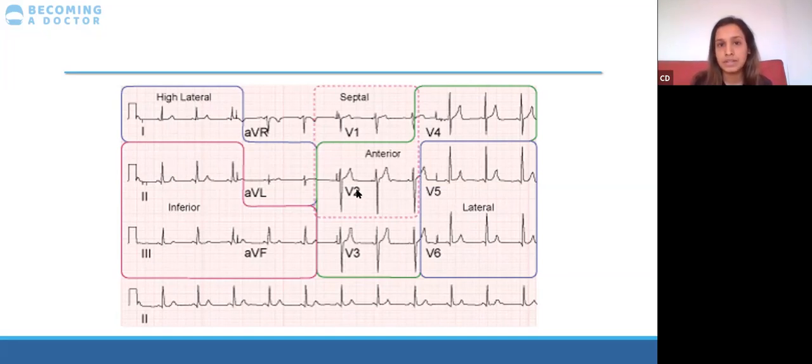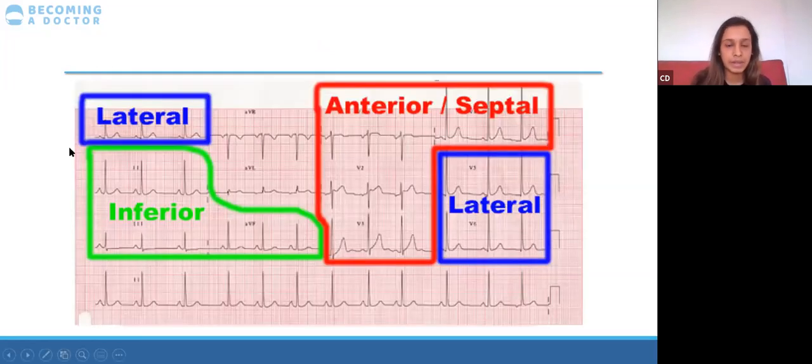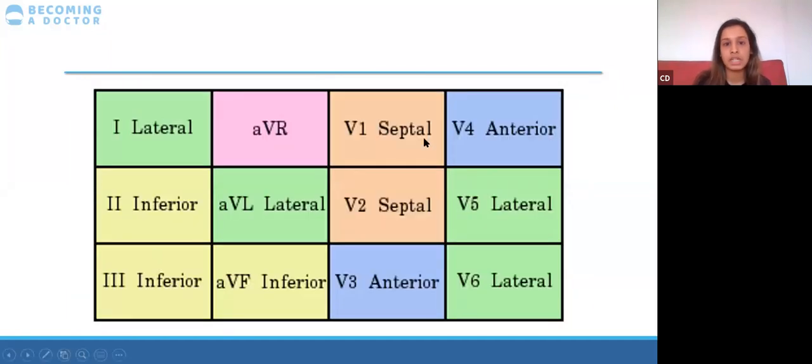So for example, it could be anterior, it could be inferior. And so that can also help you sometimes deduce which particular coronary artery is infarcted, sorry, is affected. And then this is an easier way of thinking about that. So that's an easier visual representation of the previous picture. And then this is another way of remembering it if tables work better for you.